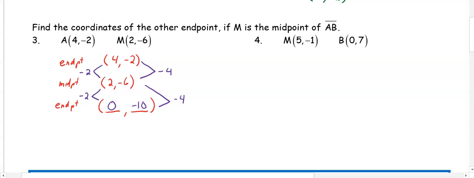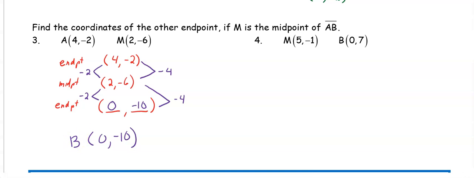You can always double check yourself by using the two endpoints in the midpoint formula to make sure you get back to where you started, at an endpoint or at a midpoint. So our answer here is going to be (0, negative 10) for point B.